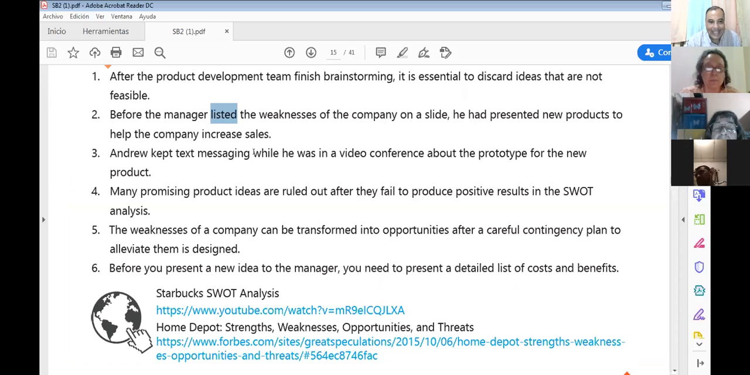Now, look. The adverb clause is this one. It's not this one. Because here is where I have the while. The time word, right? Remember the time word. So, I'm talking about Andrew, and here I'm talking about he. The same subject. Okay, so Andrew kept text messages while, now the main verb here is be.